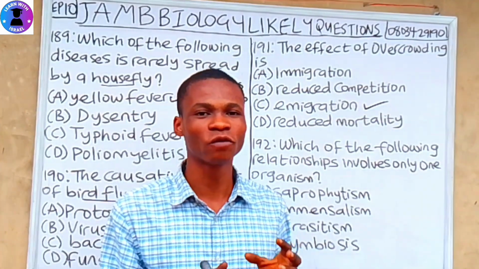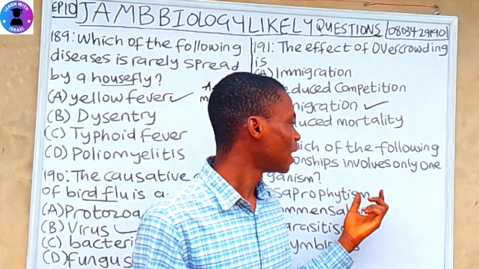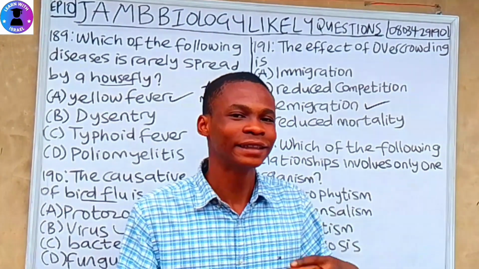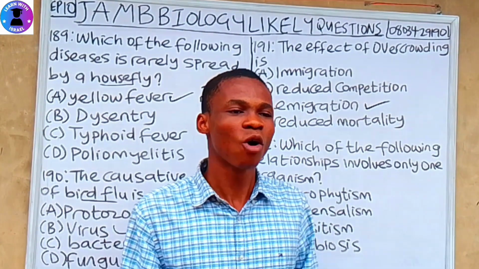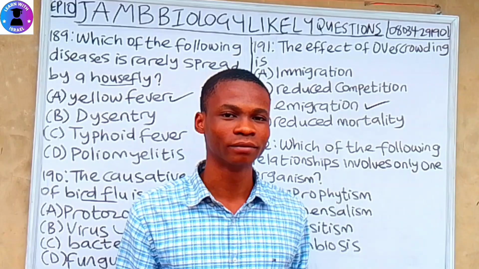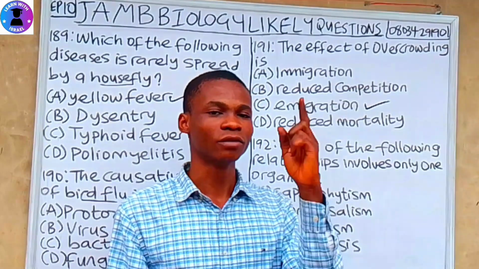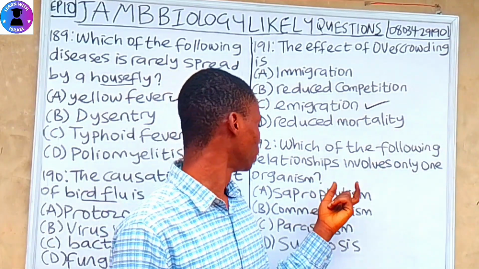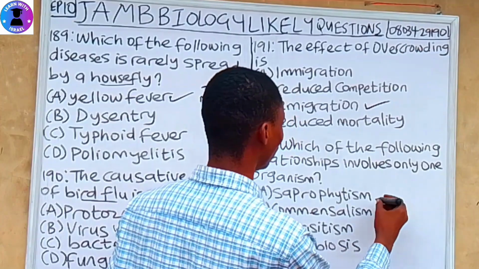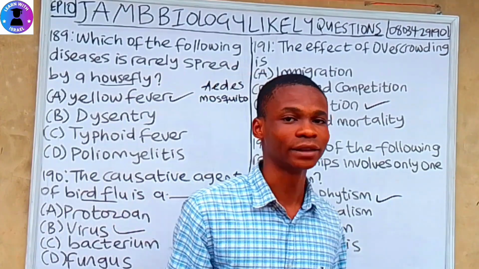And how does it involve one organism? Saprophytism are organisms that feed on dead or decaying organisms, which is also one organism. So the correct answer is saprophytism. So guys, let's move to the next one.